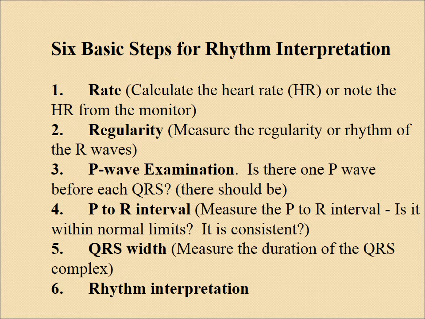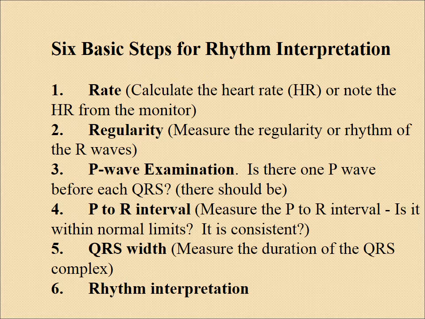And then you want to look at the regularity. Is it regular? Are all the waveforms going across in a normal way? Do you see the QRSs marching across the piece of paper in a regular fashion? And then we're going to look at the P wave. Is there a P wave for every QRS? Because there should be. And then we're going to look at the P to R interval, the PR interval, and we're going to measure it.